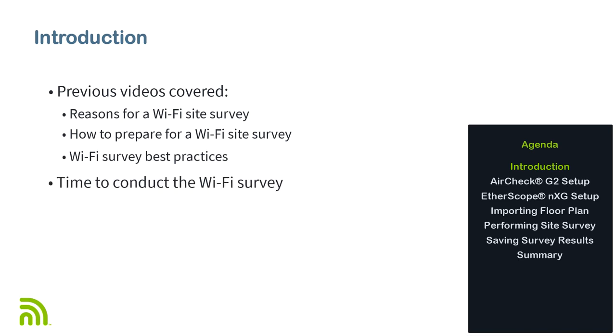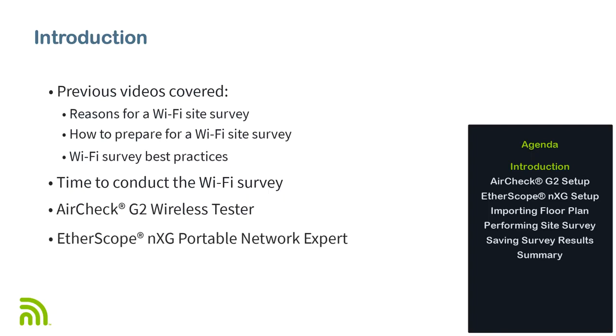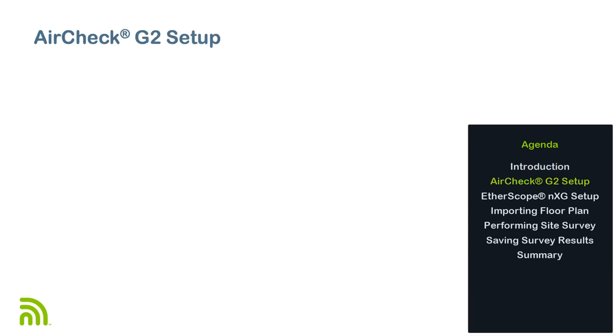Since AirMapper is available on both the AirCheck G2 wireless tester and the EtherScope nXG portable network expert, I'm going to show you how to set up each of those individually. Once your preferred tool is configured and the floor plan has been imported, the site survey process will be the same on both. After the site survey is complete, we'll go through how you can upload the results to LinkLive or save them locally. Let's start with the AirCheck G2 wireless tester.